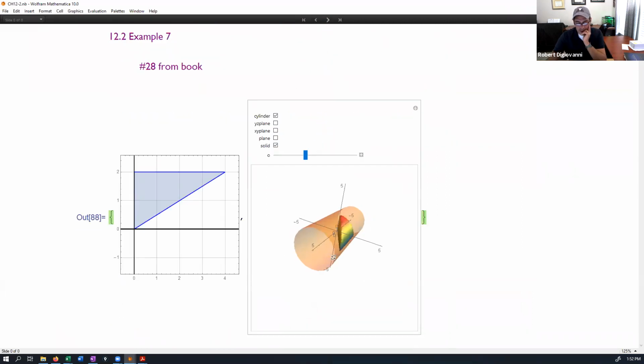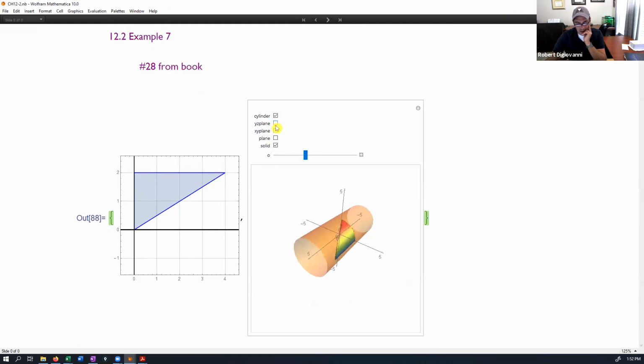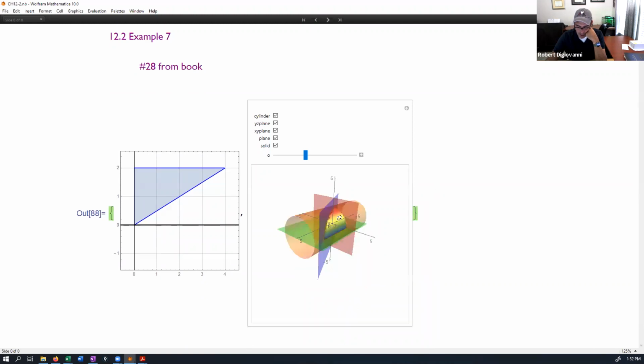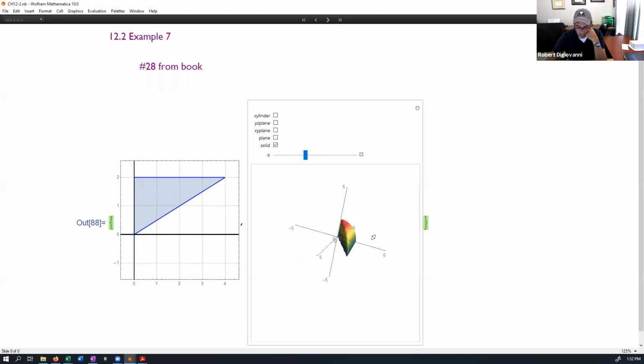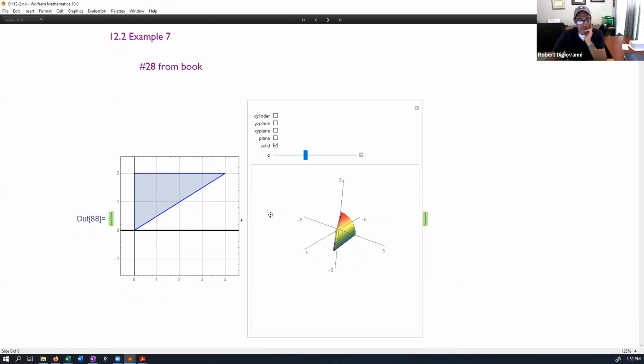So this is it right here. We had the cylinder coming down the x-axis, and then we had the different planes that were cutting through. So we had the ground, we had x equals 0, and then we had y equals 2x, and x equals 2y. There it is. So we found the volume of that solid right there to be 16/3. All right.